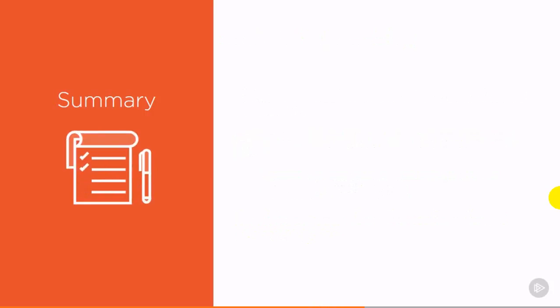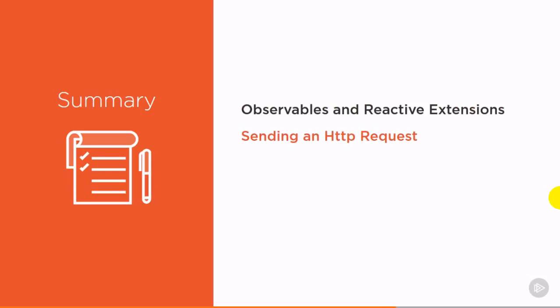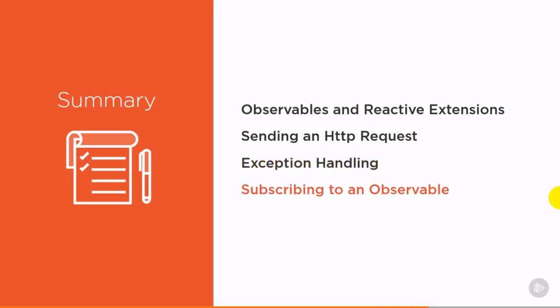This module was all about HTTP and observables. We began with an overview of observables and reactive extensions. We examined how to build a data access service that sends requests for data over HTTP. We walked through how to set up some basic exception handling, and we saw how to subscribe to the returned observable and ultimately display the resulting data in the view.